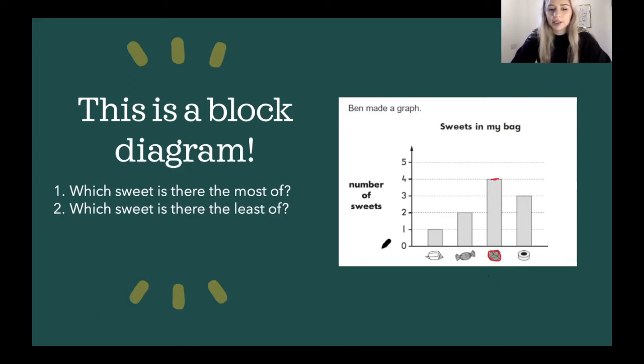Which sweet is there the least of? Well, again, rather than counting each of them up, we can just have a look and see that this sweet here has the lowest bar. It doesn't reach up as high as the others, which means there's not as many of these sweets.